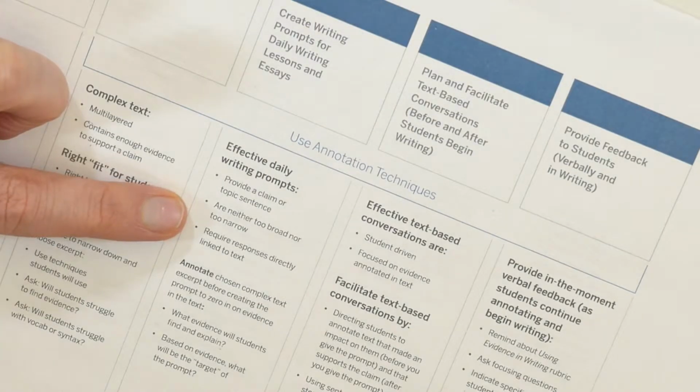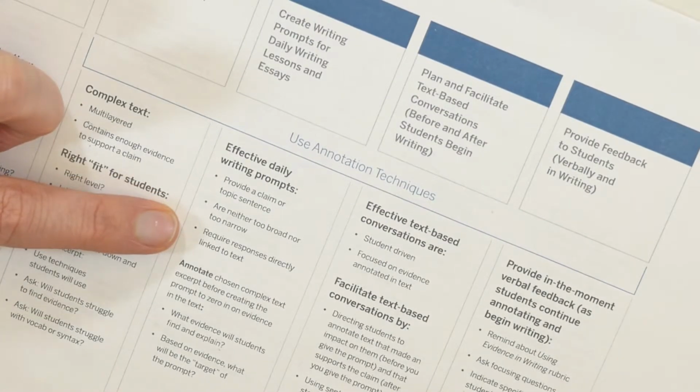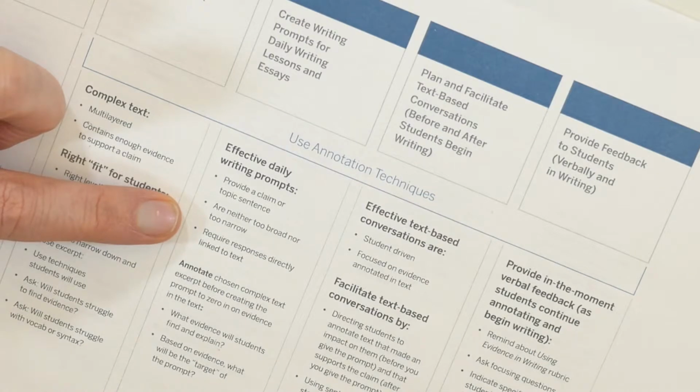And then the last thing that's important to consider is we're going to write your prompt that requires the responses to be directly related to the text. And again, remember, this exercise is writing using evidence. So we want to make the prompt very focused so that they can do that.